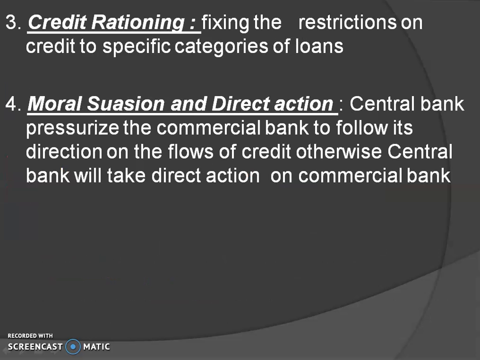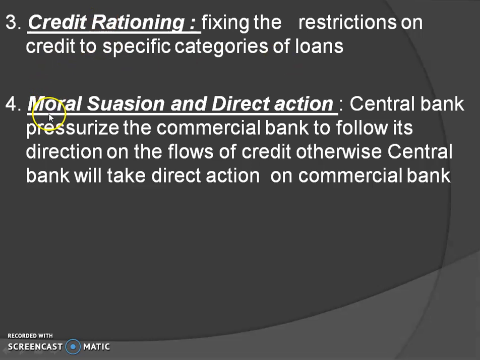Okay. Then third one, credit rationing. That is fixing the restrictions on credit to specific categories of loans. Okay. It will not affect other types of loans. Fixing the restrictions on some specified categories of loans. So during inflation, they apply strict credit control there. Then during depression, central bank adopts liberal credit policies.